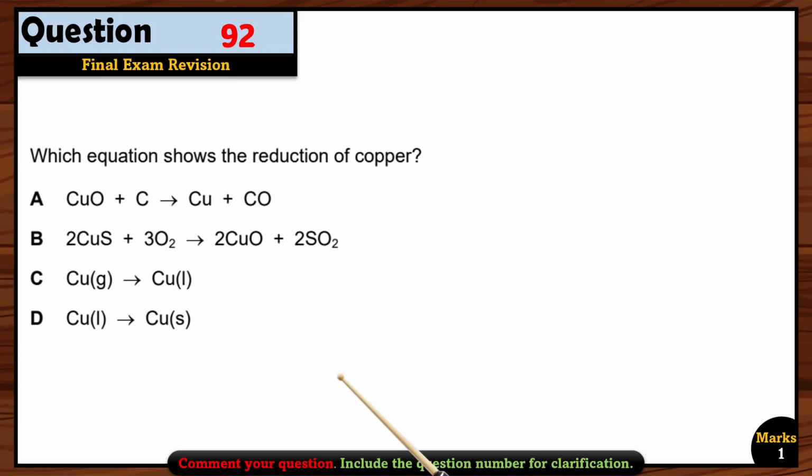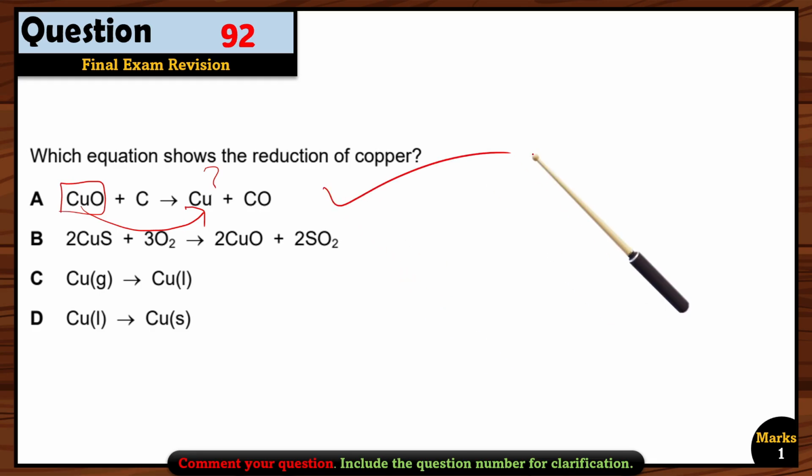Let's see question 92. Which equation shows the reduction of copper? So it's simple. Reduction of copper means you will lose oxygen or you will gain electrons. Let's see one by one. The first one is copper oxide, right? And then in the product, if you see, there is no oxygen. So what happened? The copper has been reduced. The loss of oxygen is the reduction. So this option is the right option.